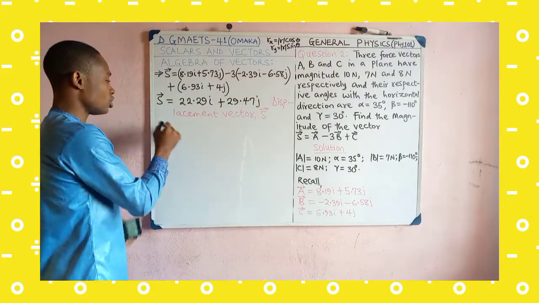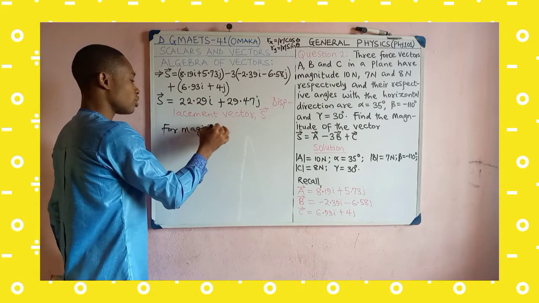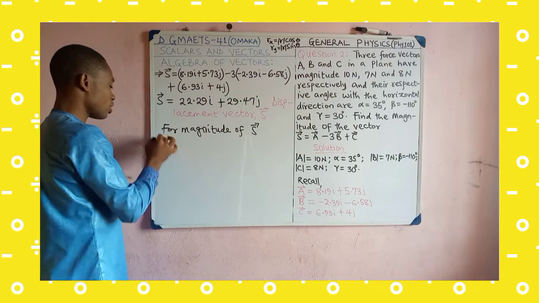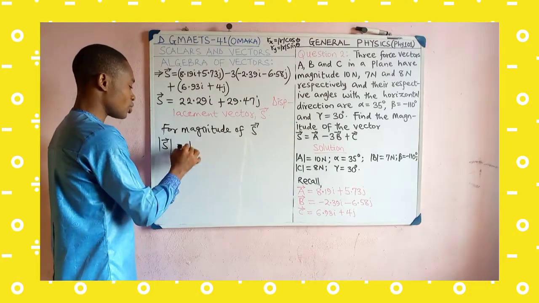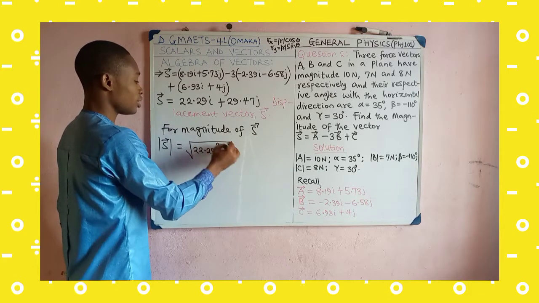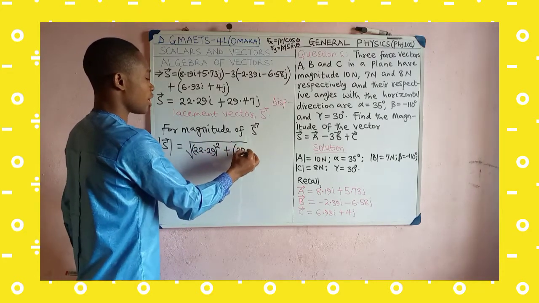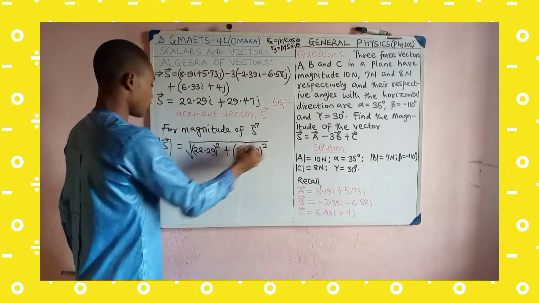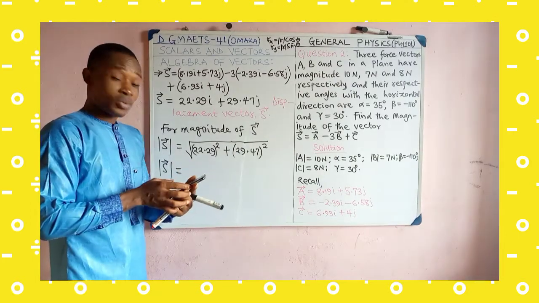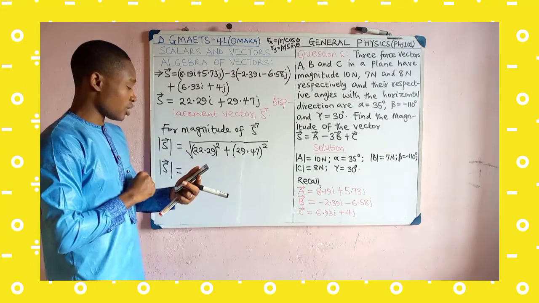Now to get the magnitude of S, we use the Pythagoras rule, the square root of this term. So it's going to be 22.29 squared, and you know this squaring affects all the terms here, and then 29.47 squared. So let us see what this is going to give us. Now I'm going to press it at once in the calculator.